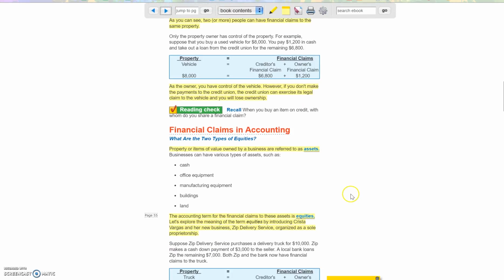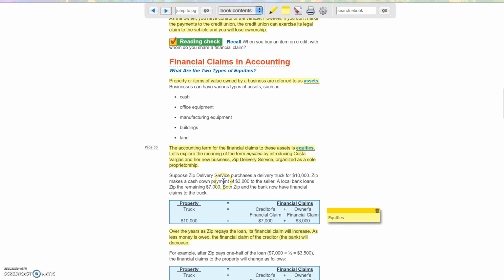Breaking that down into accounting terms, property, anything of value, is called an asset. Asset is a very big term in accounting. There are lots of different types of assets. A very liquid asset would be cash, office equipment, computer equipment, manufacturing equipment. Long-term assets, or things that aren't as liquid, would be buildings that you may own or land that you may own. So anything of value owned by a business, we don't call it property, we call it an asset.